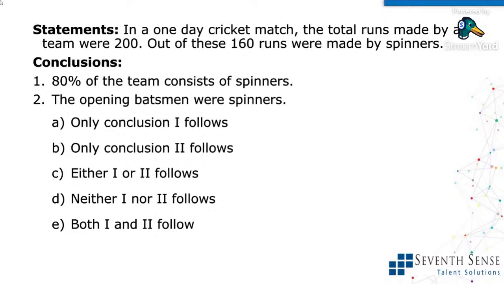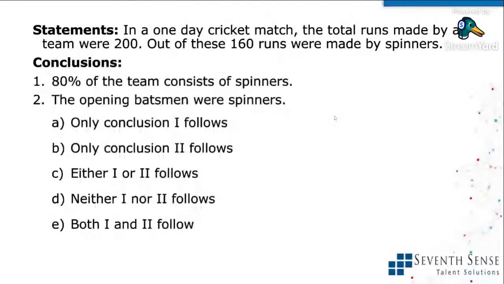First, let us see one of the questions, then we will go ahead. In a one-day cricket match, the total runs made by a team were 200. Out of these, 160 runs were made by spinners. So we are saying that in a one-day cricket match, a team scored 200 runs, and 160 runs were made by spinners. The conclusions say: 80% of the team consists of spinners. The opening batsmen were spinners. Okay, this is your question. Now I want you to try to answer this particular question.